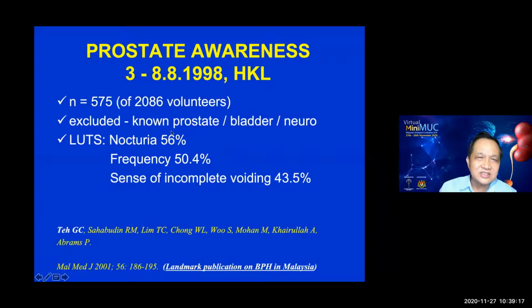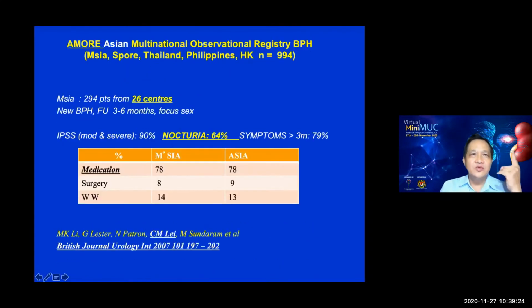So nocturia is prevalent in almost all the studies, not only in Malaysia. We did a study in ASEAN. Actually, they put Asian, but it's mostly ASEAN. Many of us in the audience participated, because there were 26 centers. So we collected data, and again, nocturia is 64%, and this was published quite long ago.